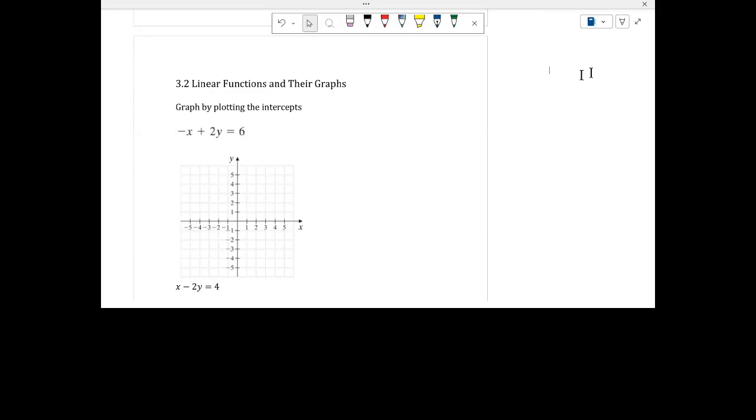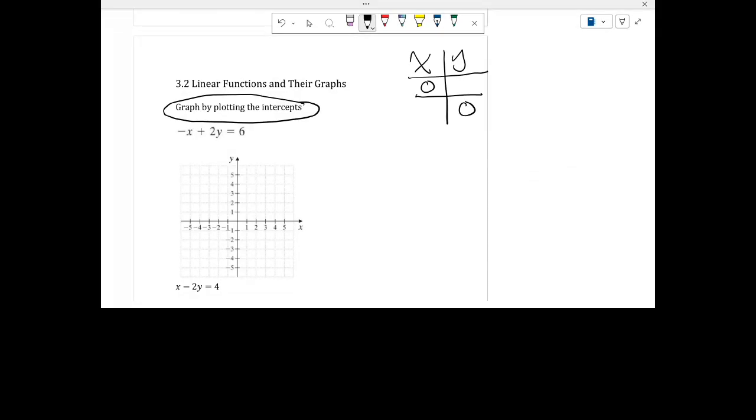Now, the one thing I want to mention y'all about these first couple of problems in 3.2 is when they tell me to graph by plotting the intercepts, y'all, I'm going to make a table, but I'm going to make a very special table. This is the table that I'm going to make. My first part is going to be, hey, look, where the x is, we're going to put a 0. And then the second spot is where the y is, we're going to put a 0.